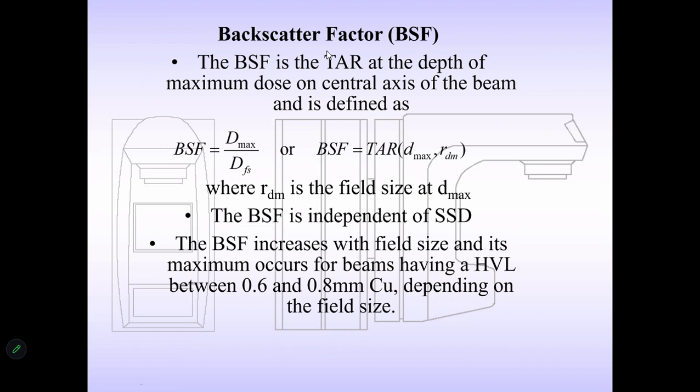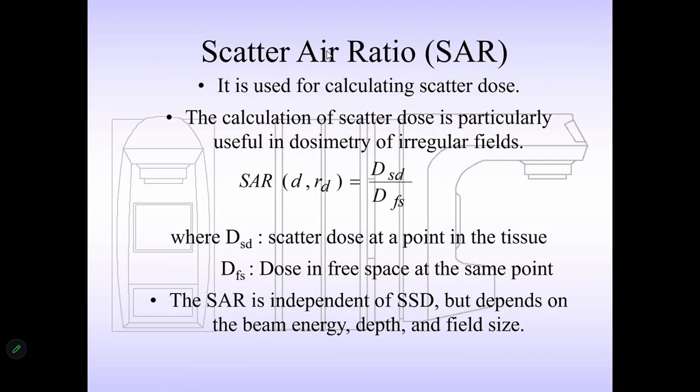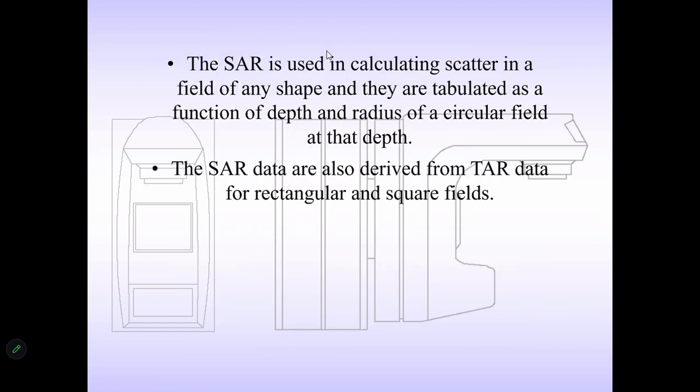There is another factor called the backscatter factor. Backscatter factor is basically the dose at Dmax divided by the dose for a specific field size. This is again just the backscatter factor, scatter air ratio. We talked about it last time.